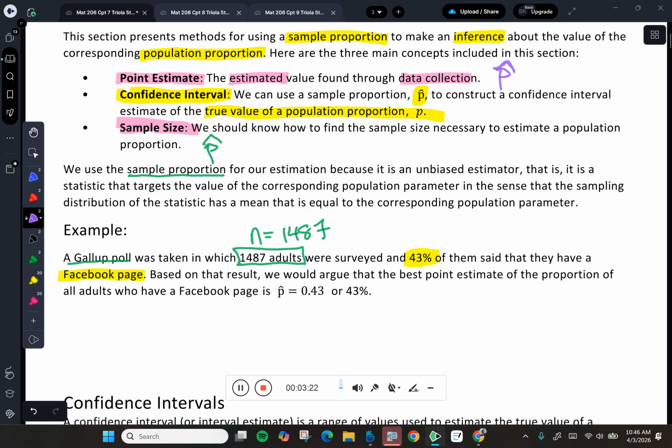Now, where did 43% come from? Well, it came from our sample. That makes it our sample proportion, or in terms of the language of statistics, our p hat is 0.43, that 43%. So based on these results, we have a pretty good point estimate of the true population proportion p of adults who have a Facebook page. It should be somewhere close to around 43%.